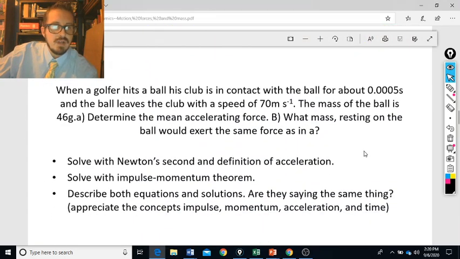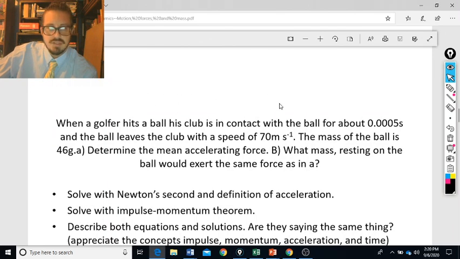Here's an example problem where we'll look at Newton's second law and the definition of acceleration to solve this. It says when a golfer hits a ball, his club is in contact with the ball for about 0.0005 seconds, and the ball leaves the club with a speed of 70 meters per second. The mass of the ball is 46 grams. A, determine the mean accelerating force, and B, what mass resting on the ball would exert the same force as in A. And it asks us to solve with Newton's second law and the definition of acceleration.